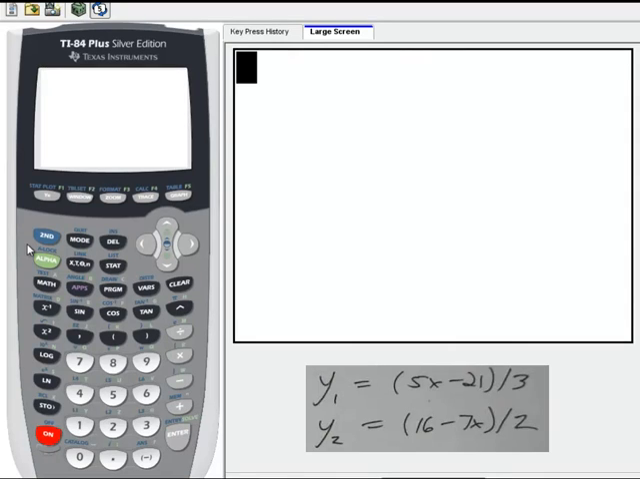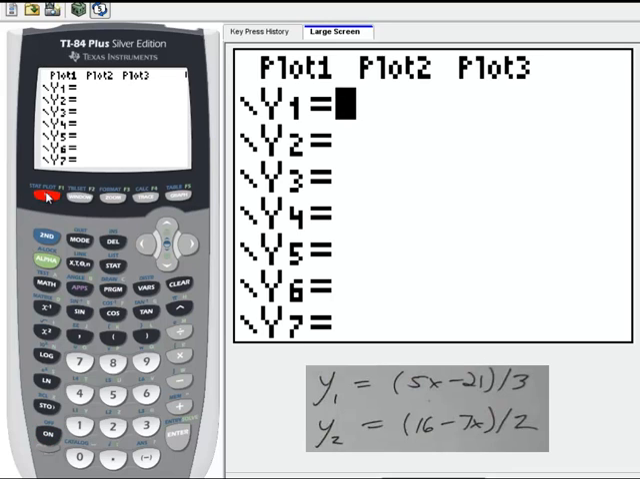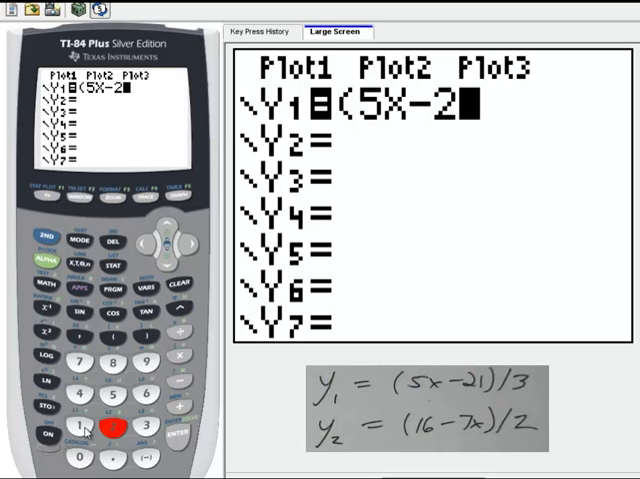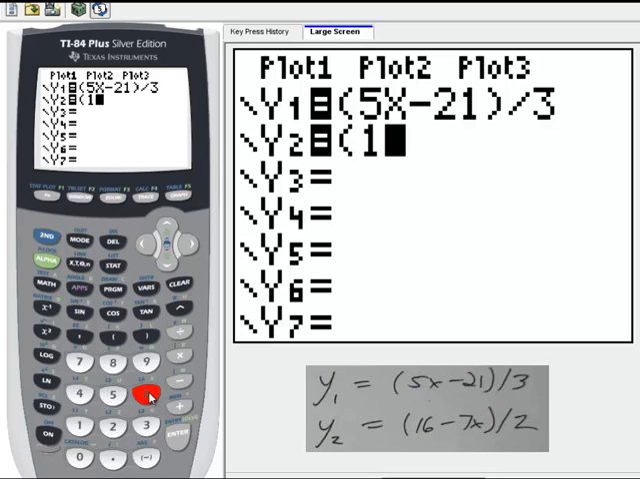Okay, at the calculator, we could go to the y equals 2 edit screen. Put here our y sub 1, which is parenthesis 5x minus 21 parenthesis divided by 3. Okay, let's put in our y2 here. This will be parenthesis 16 minus 7x parenthesis divided by 2.